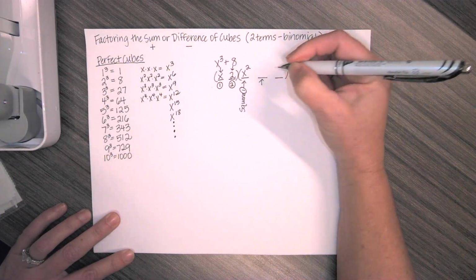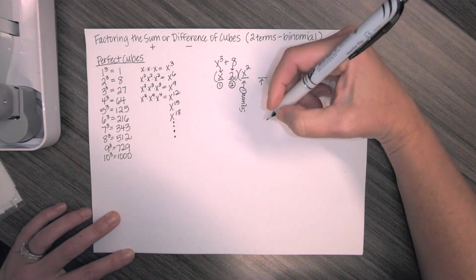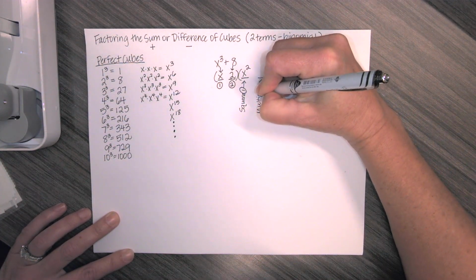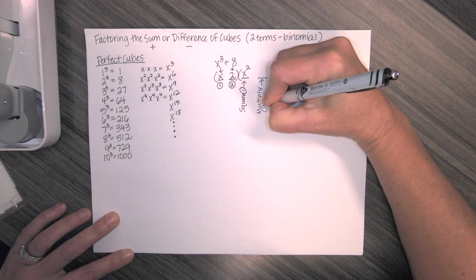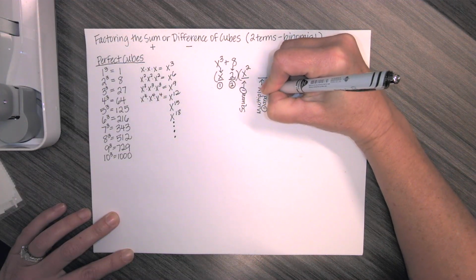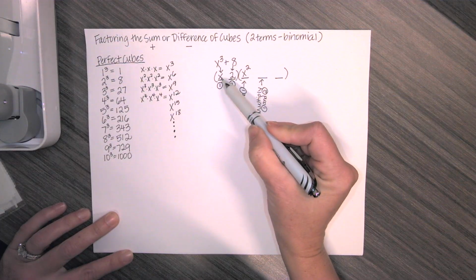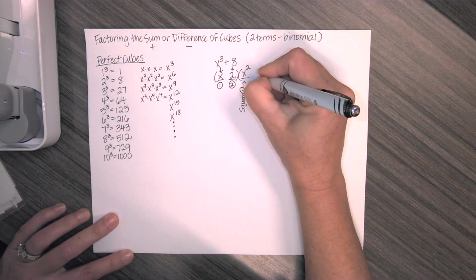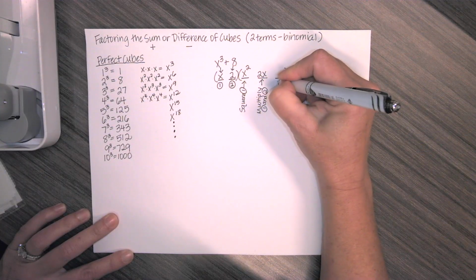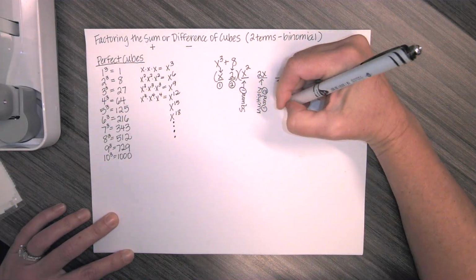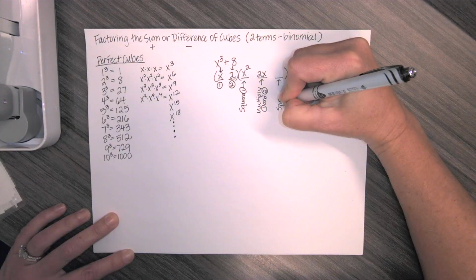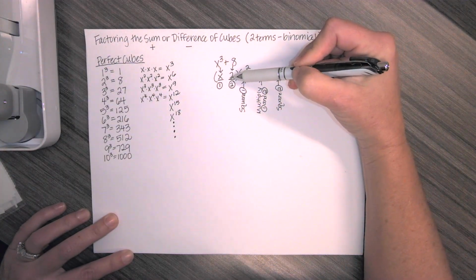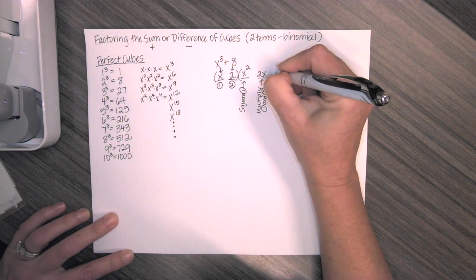Okay, to fill in this second blank, I'm going to multiply number 1 and number 2 together. All right, so number 1 is x, number 2 is 2. So if I multiply x and 2 together, I get 2x. And to fill in my last blank, I'm going to square number 2. Number 2 is 2. If I square 2, I get 4.